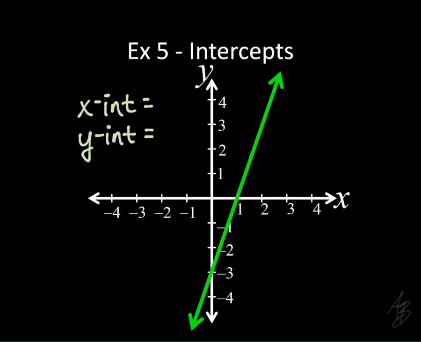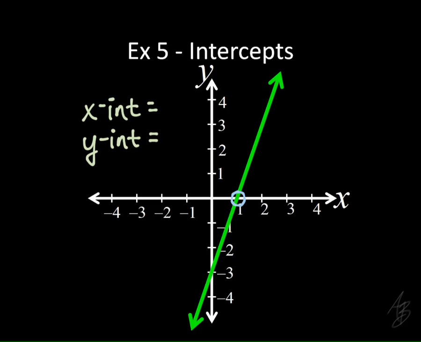All right, how about this one? The x-intercept is going to be what? The x-intercept is going to be 1. And the y-intercept, where it crosses the y-axis, is -3.